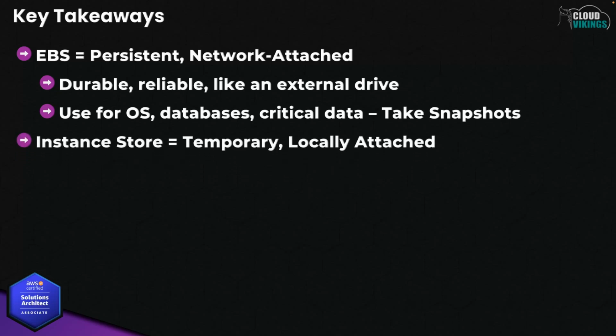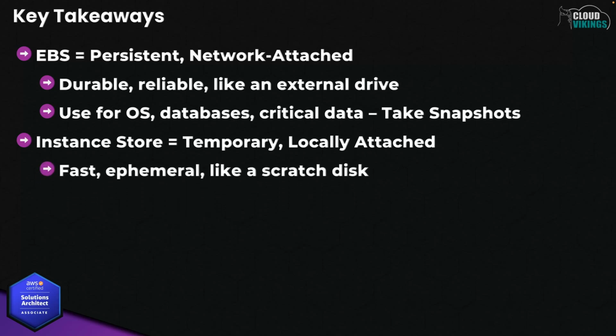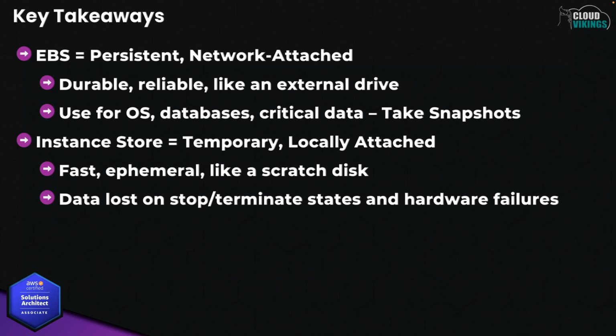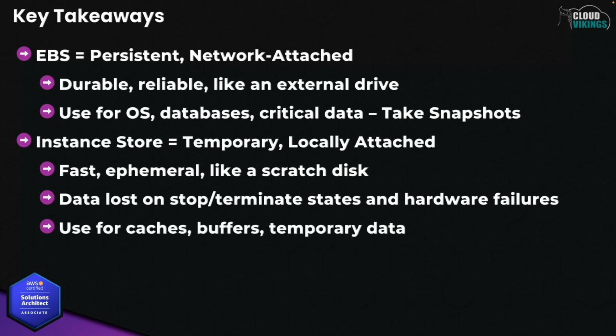Then our Instance Store storage is temporary and locally attached. We can think of Instance Store storage as our blazing fast but temporary scratch space. It's physically attached to the host for maximum speed, but the data will be lost if the instance stops or terminates or that underlying hardware fails. It's best suited for caches, buffers, and processing temporary data where loss is acceptable or managed some other way by replication. Ultimately, your EC2 storage decision boils down to your application's requirements.